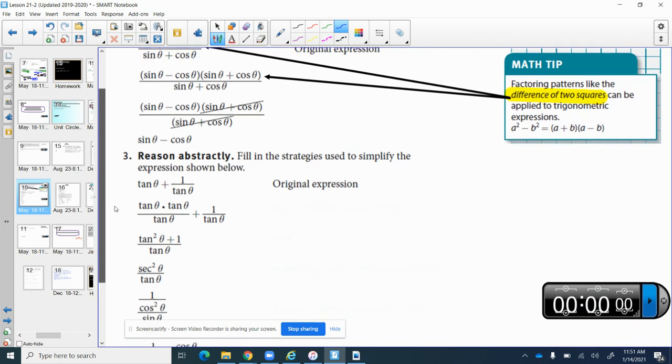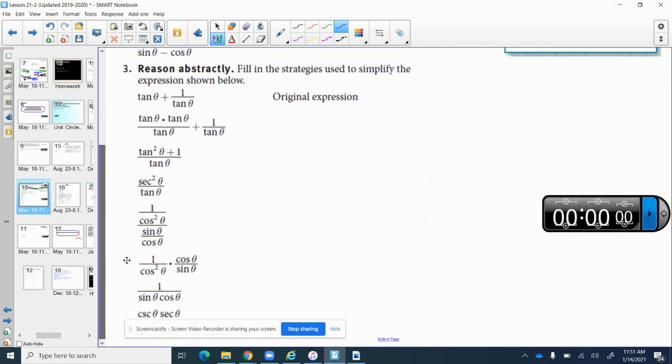Example 3 looks at this as well. The original expression is tan plus 1 over tan. This is where getting a least common denominator is helpful, because to be able to add these together, notice this isn't multiplication, we can't just cancel, we need a common denominator. So we're going to multiply tangent of theta by tangent on the top and the bottom to get that common denominator of tangent theta. And then we can combine these so that they have that least common denominator, tangent squared plus 1.